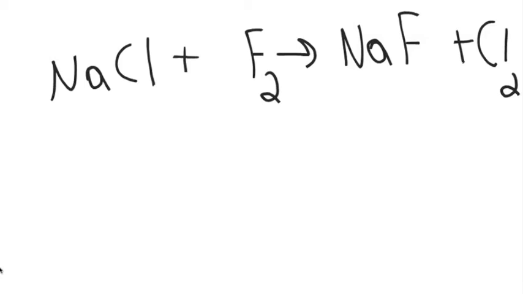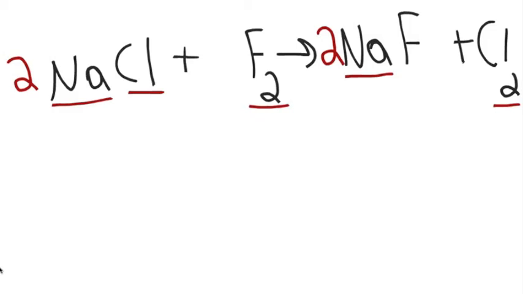We've got 1 sodium on our left, 1 sodium on our right. We're good with the sodium. Let's go to the chlorine. We have 1 chlorine on our left, but 2 chlorine on our right. So what we're going to do is multiply the left one by 2, and now we have 2 chlorine on both sides. But now we have a problem. I now have 2 sodium on the left and only 1 on the right. So what I have to do now is multiply the right by 2 in order to give me my 2 sodiums. Now let's go to fluorine.